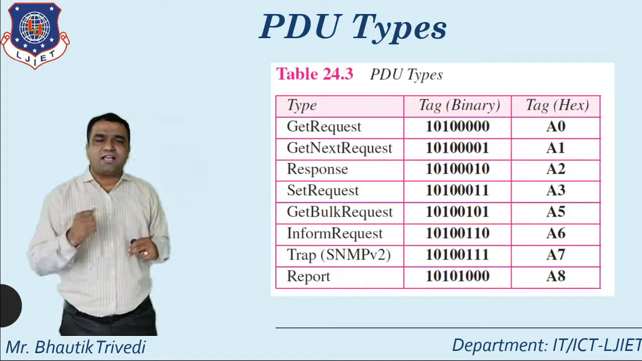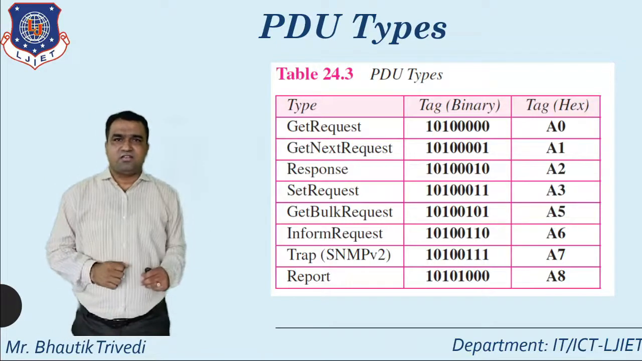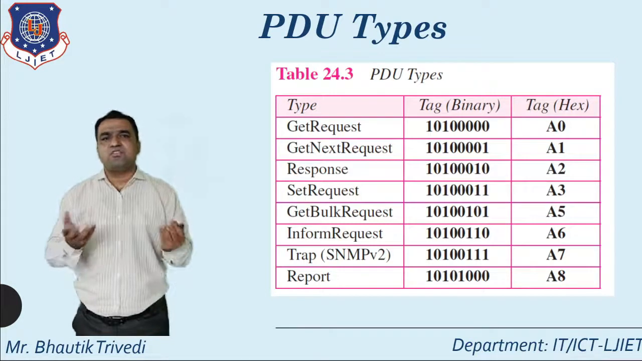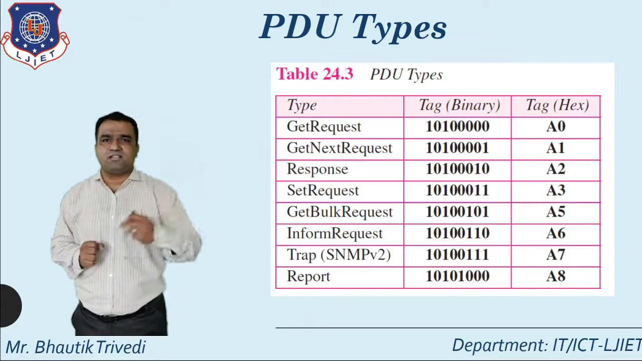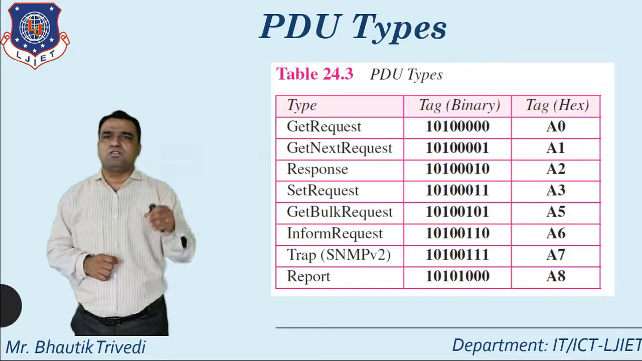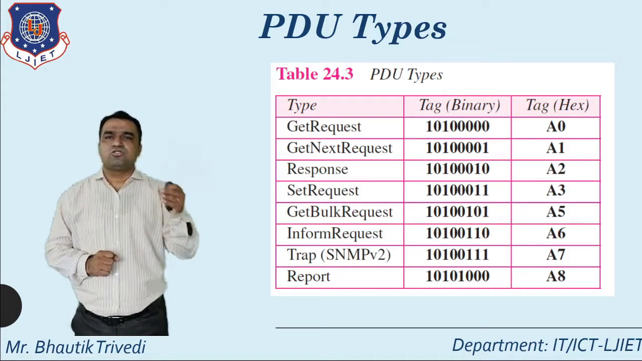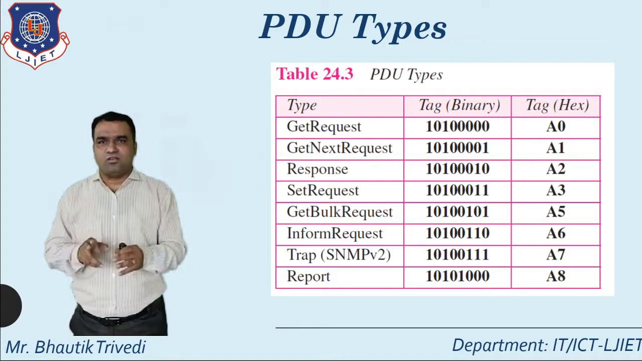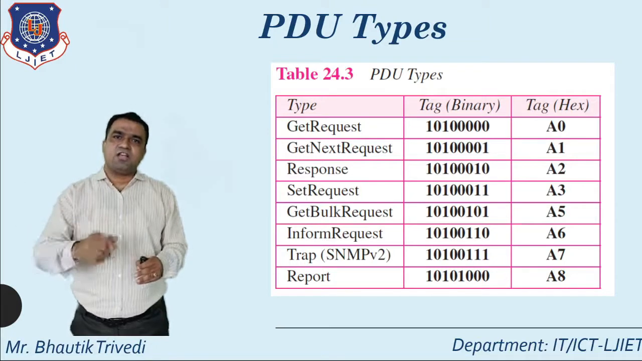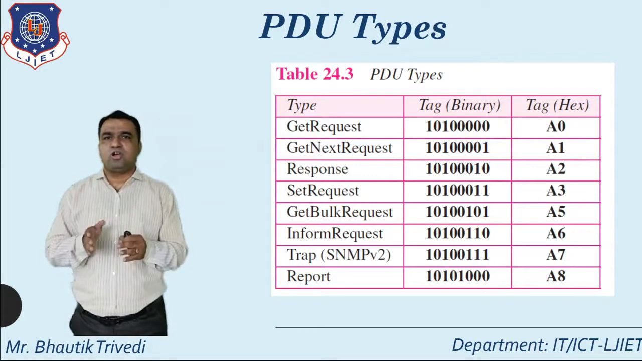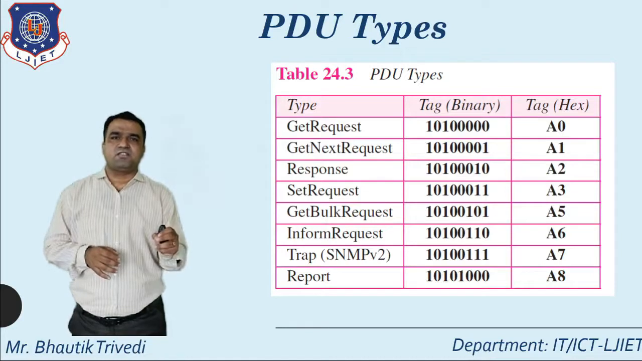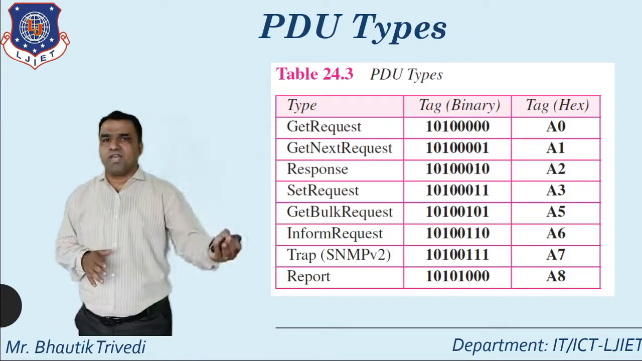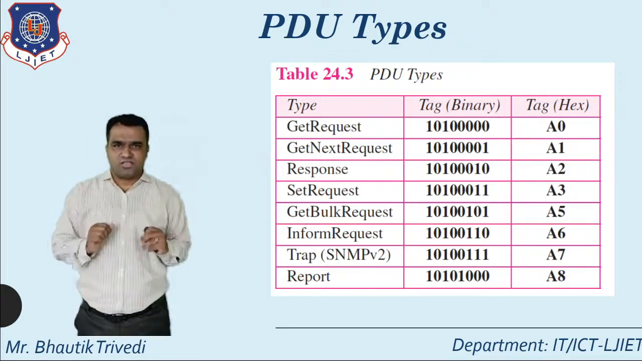So you directly convert A into binary. What's the binary value of A? A means 10. So how do I represent 10? 1 0 1 0, and then 0, so 0 0 0 0. So get request supports the tag value in the form of binary and in the form of hexadecimal. In binary it directly represents 1 0 1 0 0 0 0 0, and in hexadecimal it is A0.